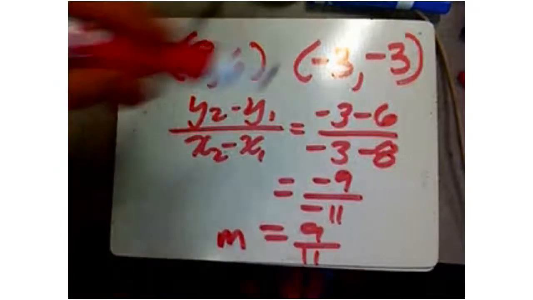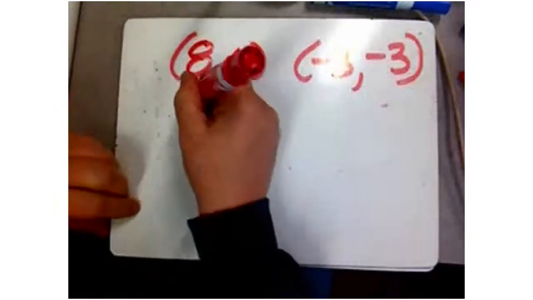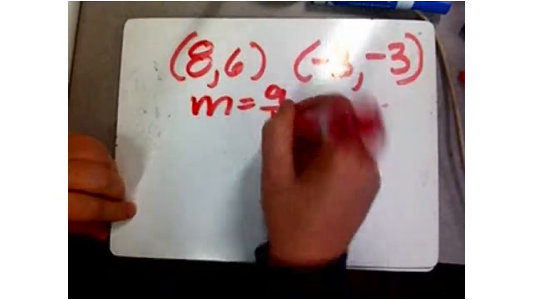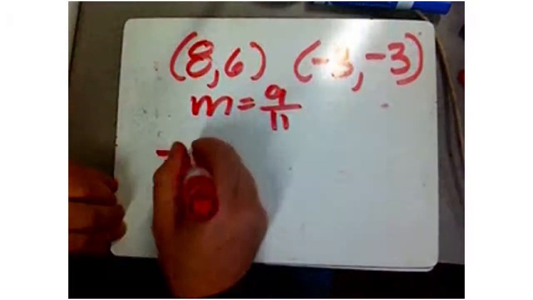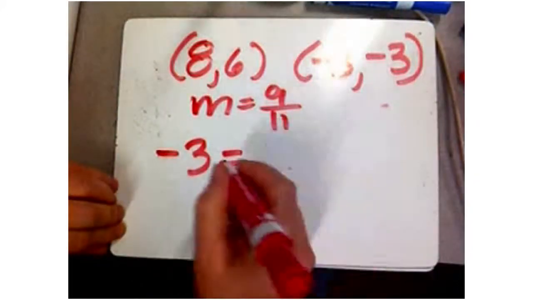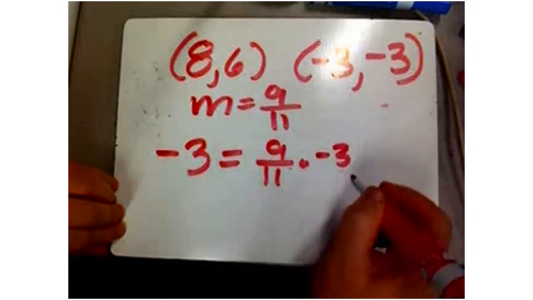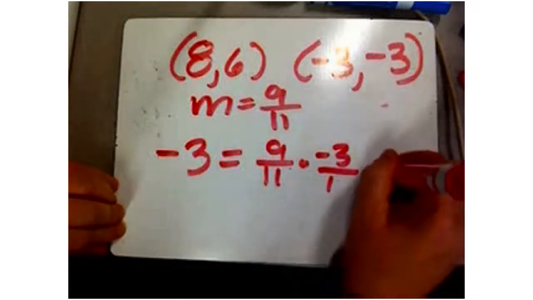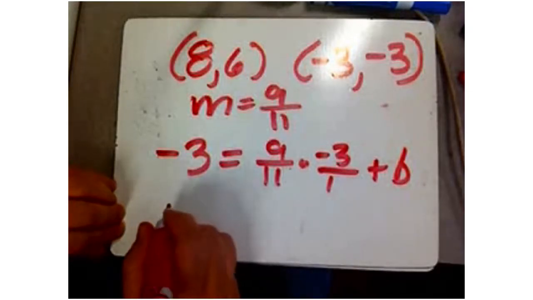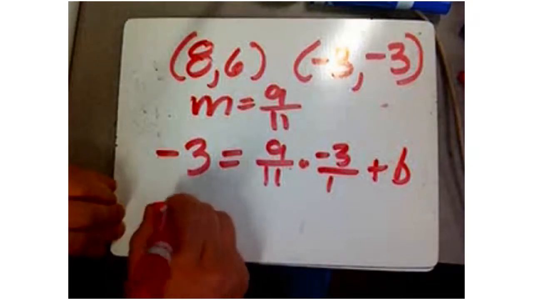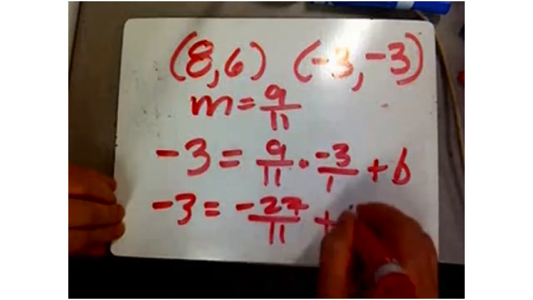And then we take any one of these points and we plug it into our slope-intercept form. So slope is 9 over 11, rise over run. So we say y equals, so let's just do the negative 3, negative 3. Negative 3 equals, because that's a y value, 9 over 11 times our x value, negative 3. So you have to do negative 3 over 1 plus b. So we're going to get a fraction. That's okay. Don't panic. So you have negative 3 equals negative 27 elevenths plus b.